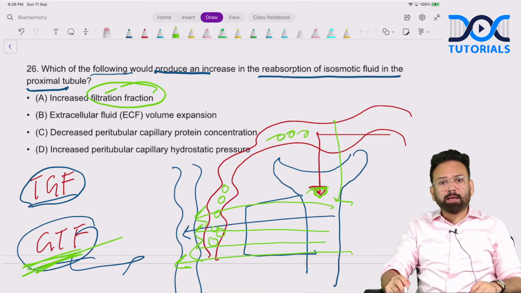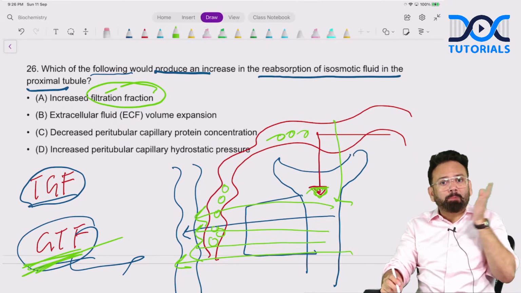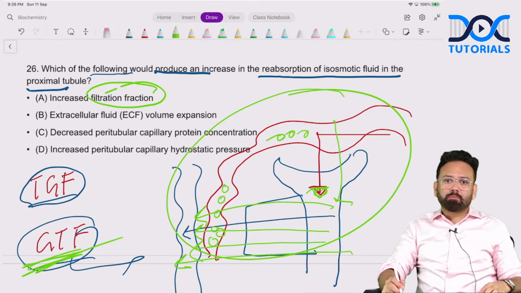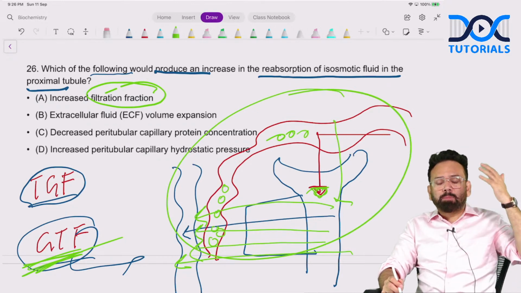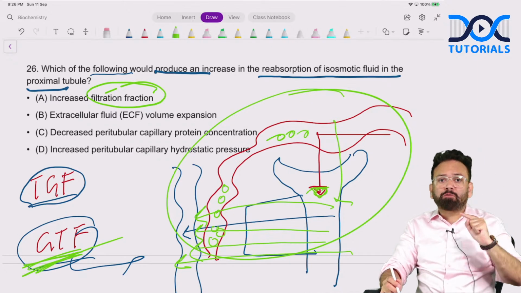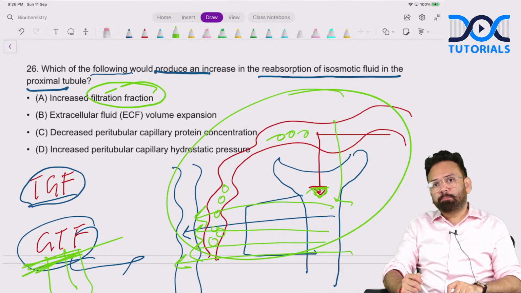Isn't it a beautiful mechanism? However much more water is filtered, there will be more absorption. Automatically, this is an automatic method. If you are wasting more water in the plasma filtration, it will be automatically absorbed. Why? Because of increased oncotic pressure. This is called the glomerulotubular feedback mechanism.